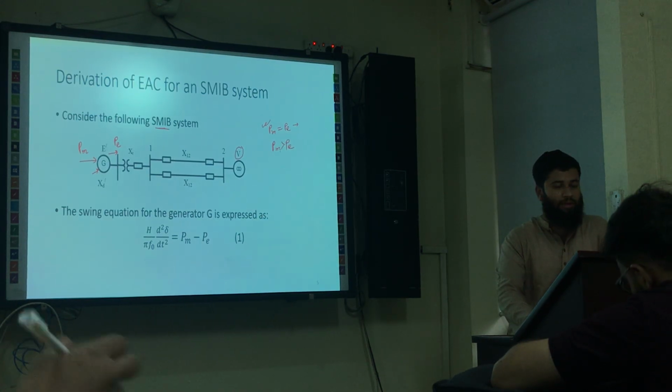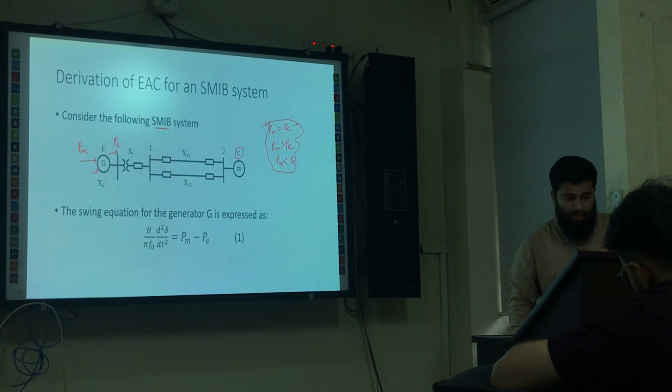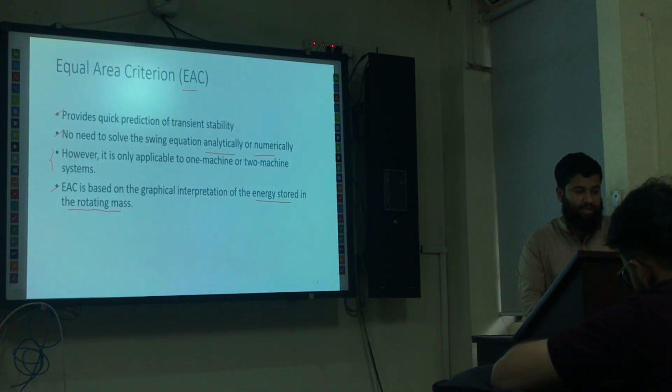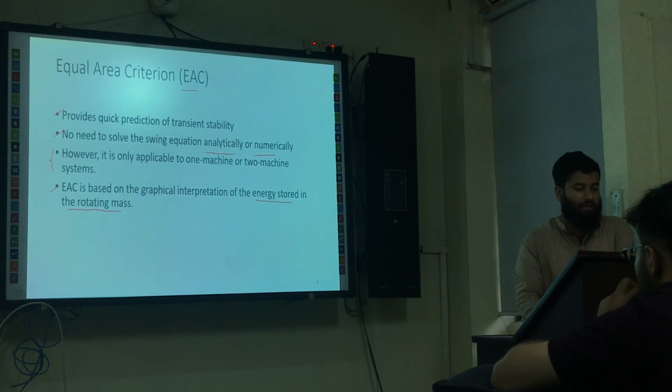That gives acceleration in the rotor. If the case is opposite, then there will be some deceleration, right? We will see these things in detail, no problem. I am just giving you a recap. So that is what is written here in this line: EAC is based on the graphical interpretation of the energy stored in the rotating mass.